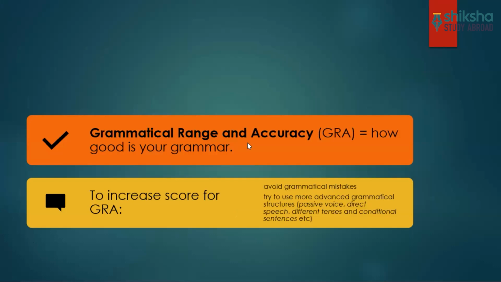If we talk about grammatical range and accuracy, that is GRA, how good is your grammar? To increase your score for grammar, avoid grammatical mistakes. Try to use more advanced grammatical structures like passive voice, direct speech, different tenses, and conditional sentences, etc. Here is a secret tip along with this: if you use more perfect tenses, your bands definitely tend to rise, because that will reflect how good your grammar is. So if you're willing to use perfect tenses, go for it, but only if you're comfortable with them. Okay, that was a tip in between.